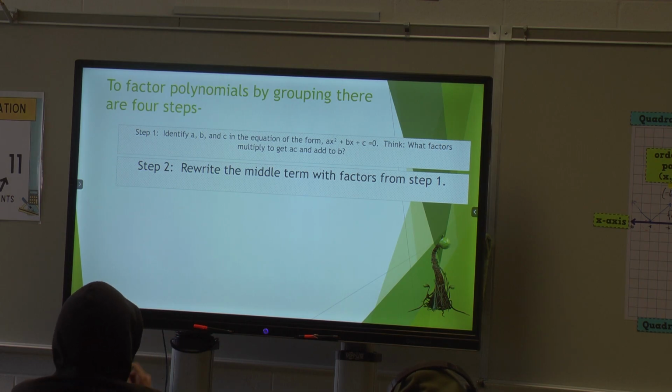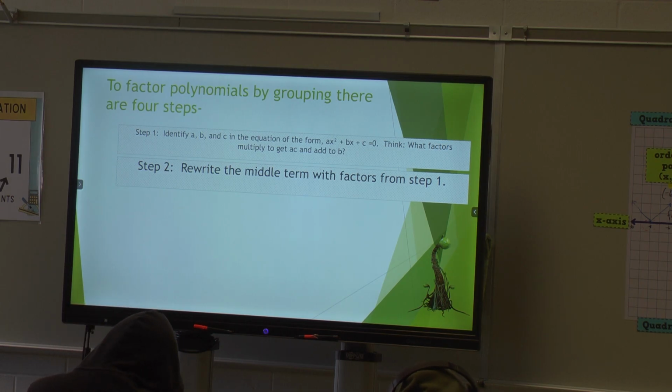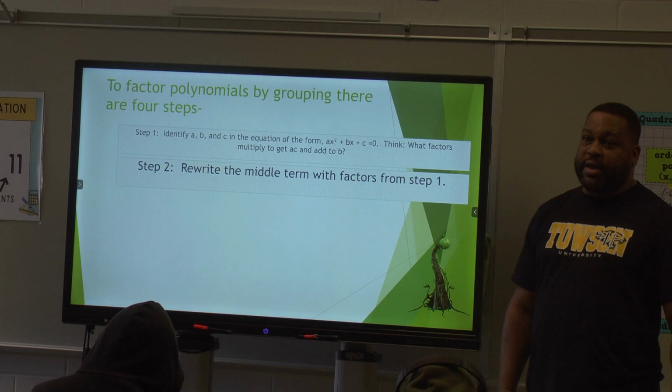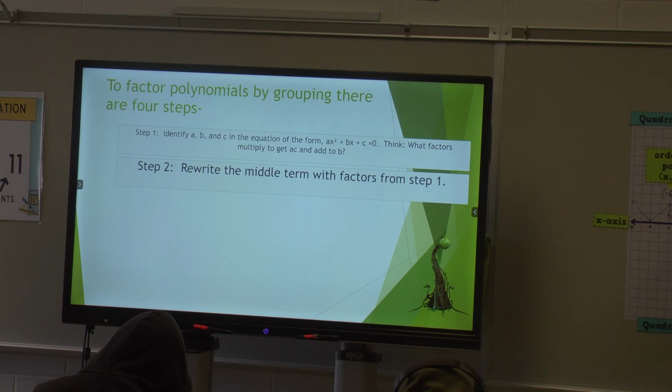Just like in the video, it had 20x squared plus 15x. Because what happened was you took the 3, which was A was 20, and C, which was 3, you multiplied that. Now, that gave you 60. What can multiply to 60 but add to B? And then they found out that it was 15 plus 4.